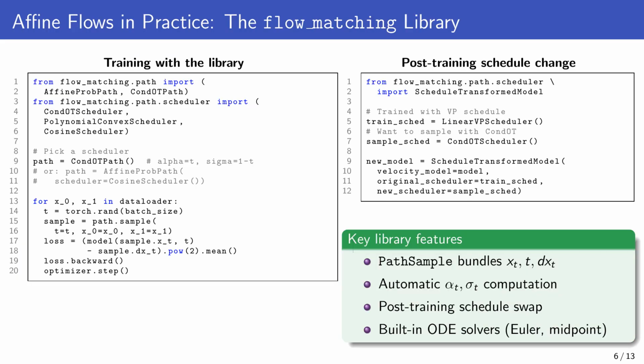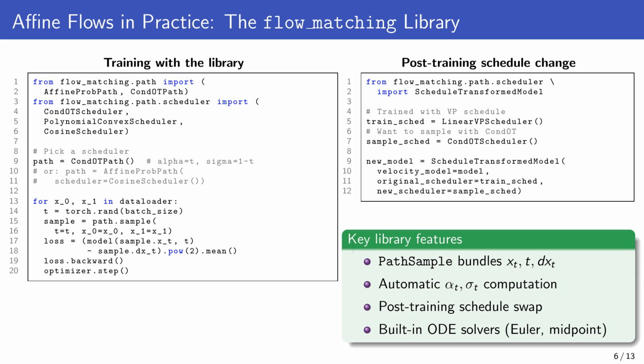Let us now see how these affine conditional flows look in practice using the flow matching library from Meta. On the left, you see the training code. The library provides AffineProbPath and CondOTPath as convenient wrappers. You pick a scheduler, call path.sample with your time, source, and target samples, and you get back a path sample object that bundles x_t, the interpolated point, t, the time, and dx_t, the target velocity. Then you just compute the MSE loss between your model's prediction and the target velocity, exactly as we have been doing. The library handles all the alpha t and sigma t bookkeeping for you. Want to switch from a cosine schedule to conditional OT? Just change one line. The loss computation stays the same.